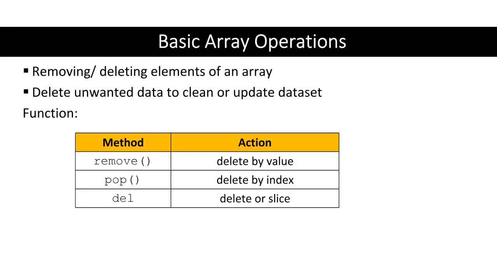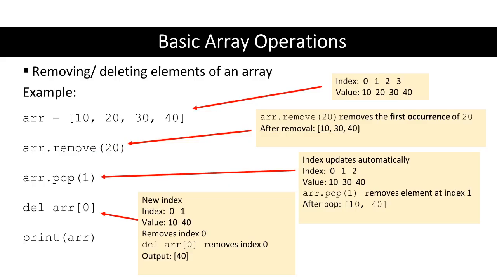This slide shows methods to remove elements. Remove deletes by value, pop deletes by index, del removes specific positions. Each method affects the array differently. This slide shows step-by-step deletion. Start, 10, 20, 30, 40. Remove 20 removes value 20, giving 10, 30, 40. Pop 1 removes index 1, giving 10, 40. Del ARR 0 removes index 0, giving 40. Each step updates the array.